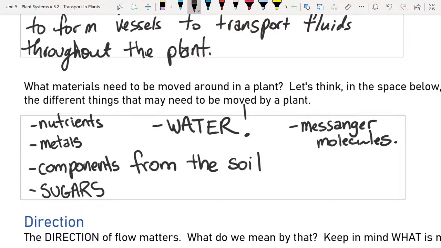So the vascular system of a plant has a lot of work to do. Does that make sense? It's got a lot of things it does. It moves nutrients, which includes components from the soil, which includes metals, it moves sugars, it moves water, it sends messages. So lots going on.